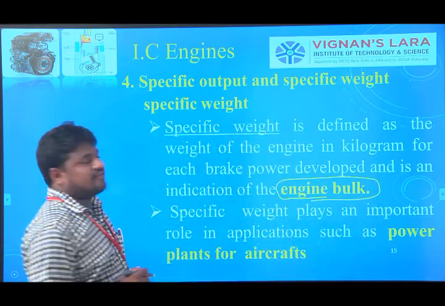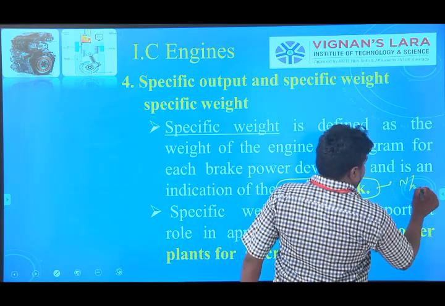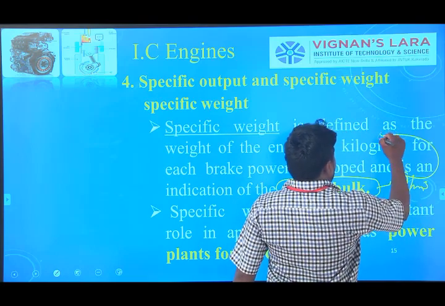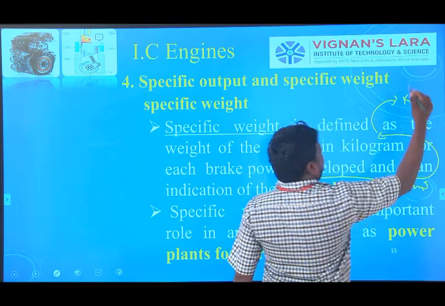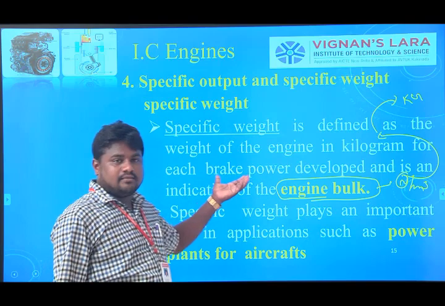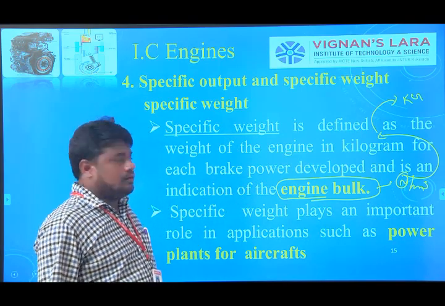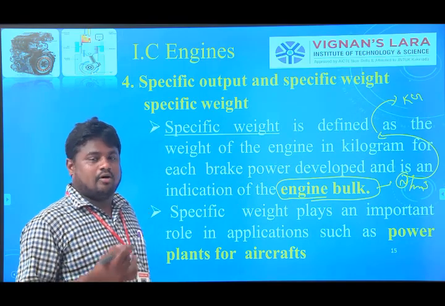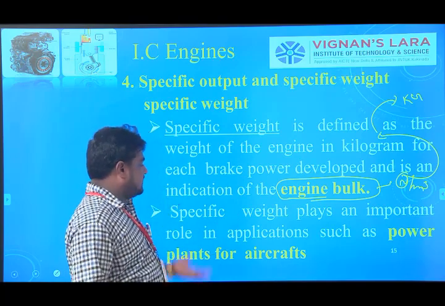So the specific weight has the units Newton per meter cube, that is the newtons, or we can write kilograms or kg per meter cube. So that is the bulk and specific weight. That is the specific weight.